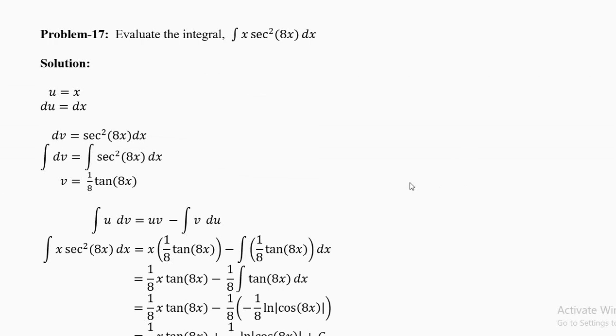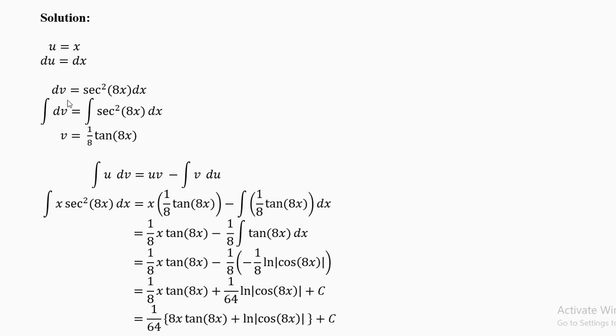Now this question we have done before with a different number, but let's repeat it. Evaluate the integral x secant squared 8x. Put u equal to x and dv equal to secant squared 8x dx. Du equal to dx, there is nothing here, 1 dx. So we just write dx here. Integrate dv, you will get v. Integrate secant squared 8x, you will get 1 by 8 tangent 8x.